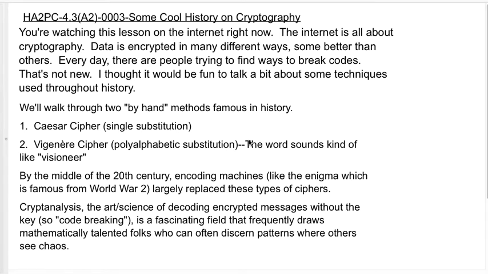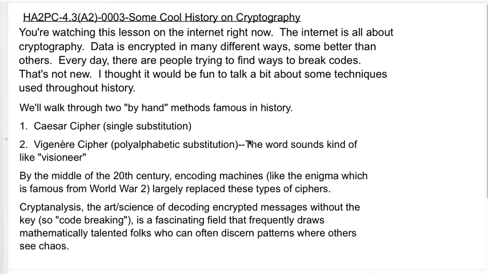That's not new, but I thought it would be kind of fun to talk about some of the techniques used throughout history, specifically the ones that were done by hand. So we're going to walk through two of the methods famous in history that were done by hand. The first one we're going to do is the Caesar Cipher, which is a single substitution, or a monoalphabetic substitution, and the next one's going to be the Vigenère Cipher, which I'm probably saying terribly, but it sounds kind of like the word visioneer, and it is French, and I am very much not French.